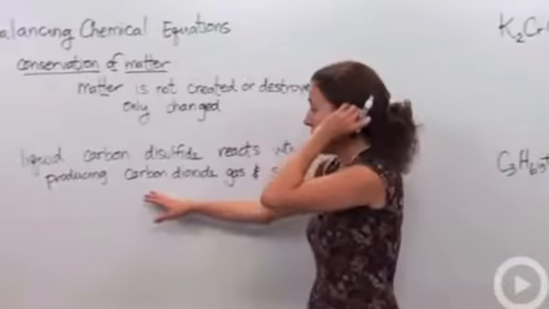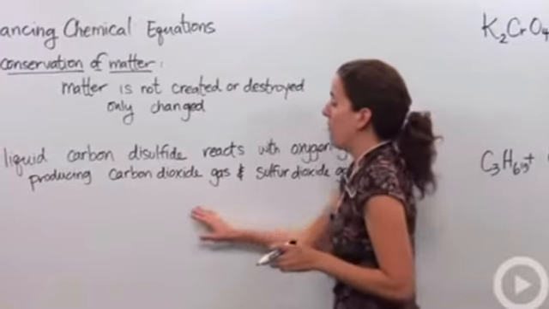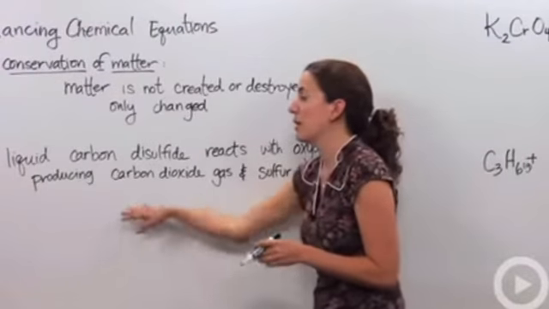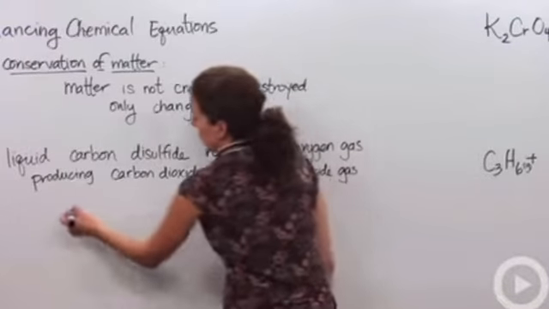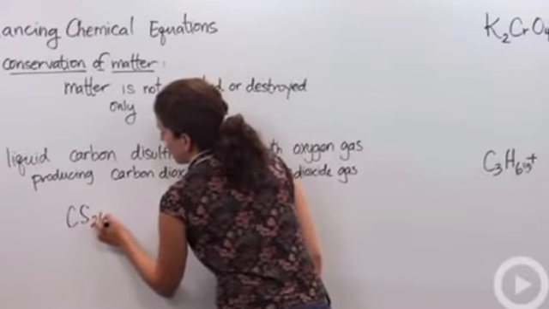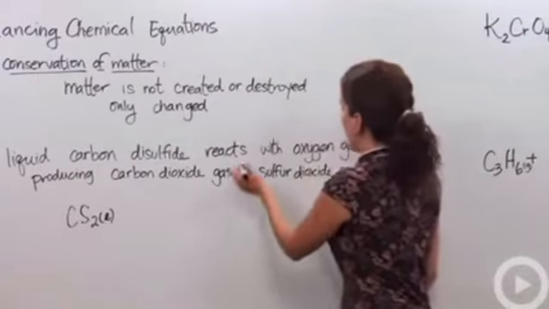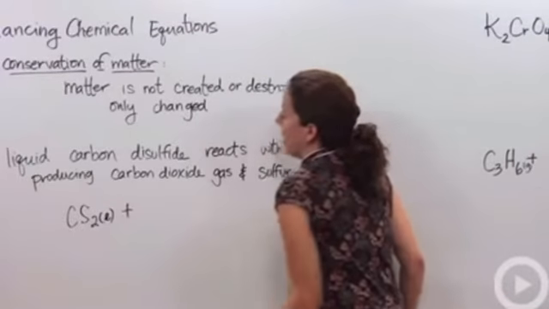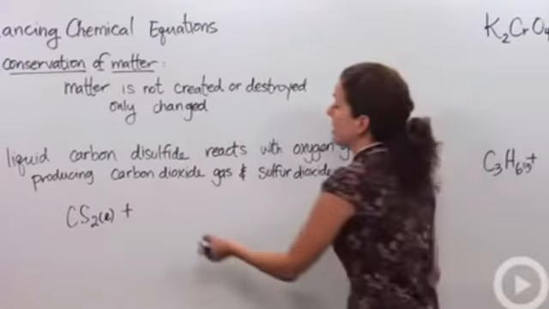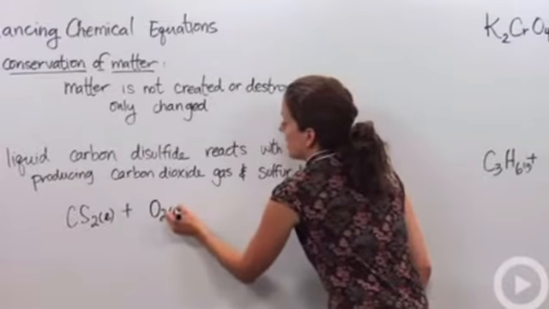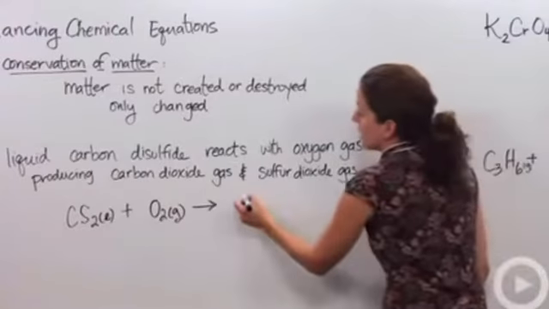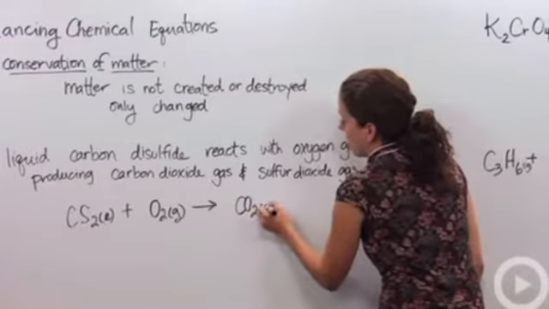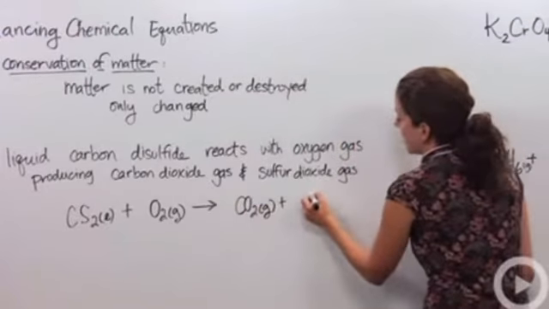Let's deal with this. We have this written chemical equation, and I'm going to put that into a skeletal equation, or the actual chemicals. So we have liquid carbon disulfide. Okay, so that's CS2. It's a liquid, so we have to denote that. Reacts with oxygen gas, and oxygen gas is one of our diatomics, so we're going to say it's O2, and it's a gas. Yields or produces carbon dioxide gas and sulfur dioxide gas.